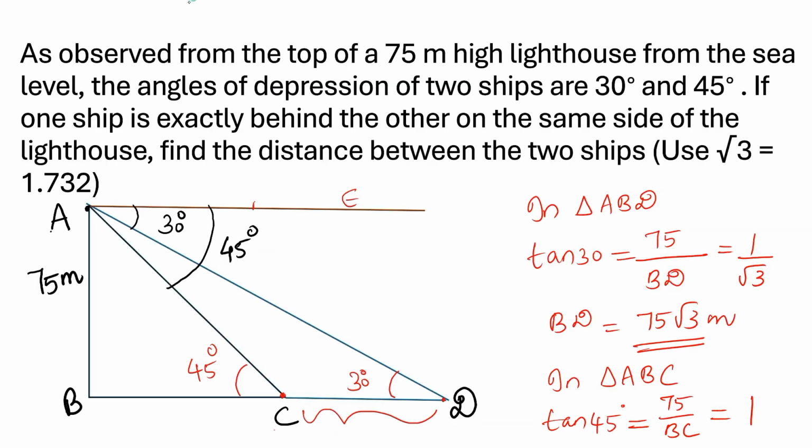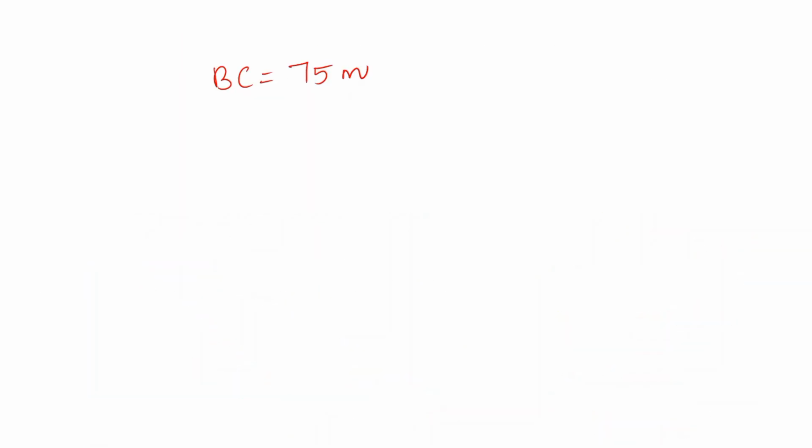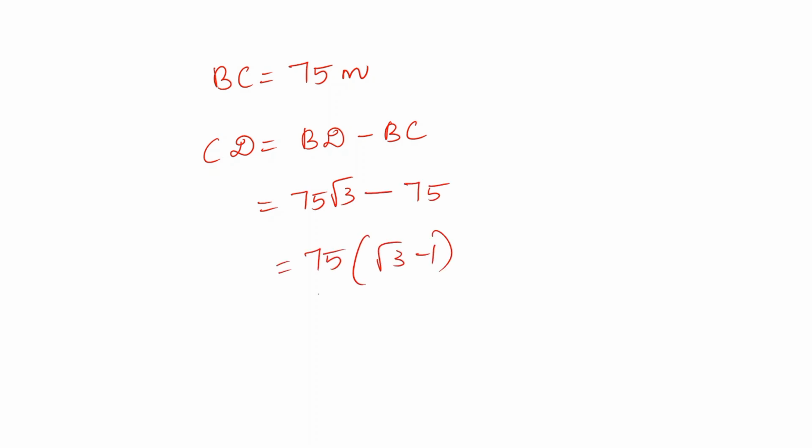So you got BC and BD. Just find CD. CD equals BD minus BC. BD is 75 root 3 minus 75. So you can take 75 common, root 3 minus 1. This is also fine, but in the question the value of root 3 is given, specifically 1.732. You can apply this value and the answer will be 54.9 meter. Okay, this is the answer.